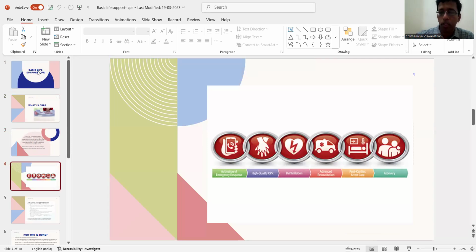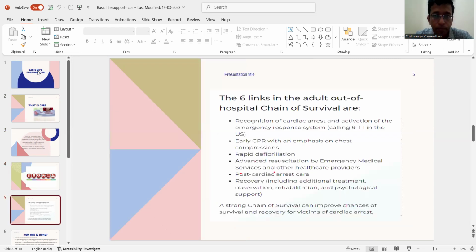So, what are the components? You have to activate emergency response. You have to do high quality CPR. You have to use a defibrillator if available, and you have to call for advanced resuscitation, then post-cardiac care in a cardiac arrest center or an emergency room, and then recovery.